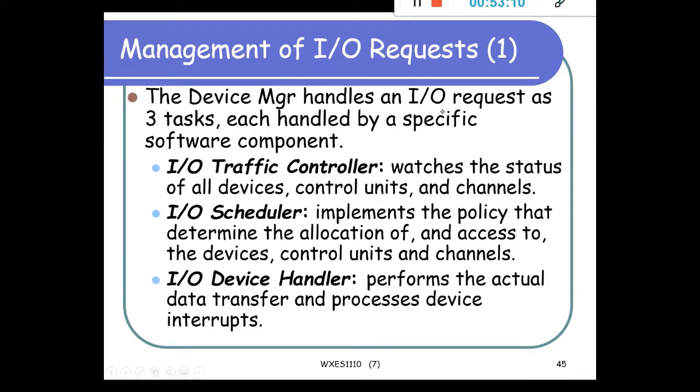So the device manager handles an input-output request as three tasks, each handled by a specific software component. The first one is the input-output traffic controller. It watches the status of all devices, control units, and channels. And you have an input-output scheduler. It implements a timing strategy, accessing the device, control unit, and channels. The input-output device handler performs the actual data transfer and processes device interrupts.